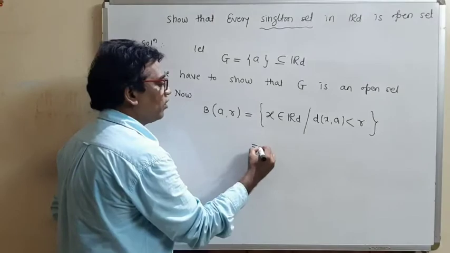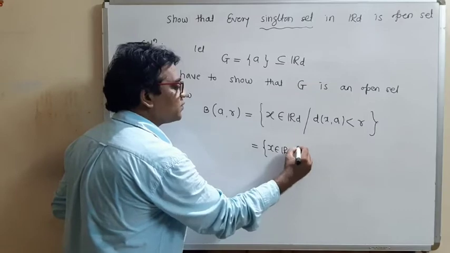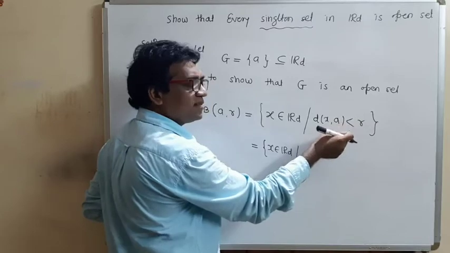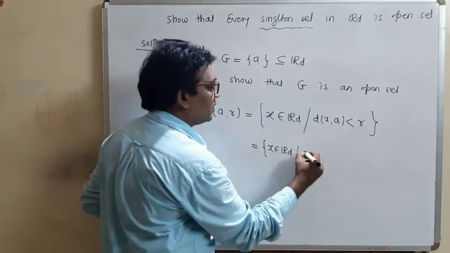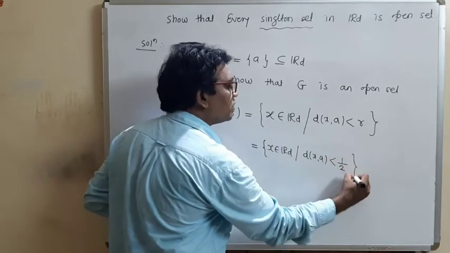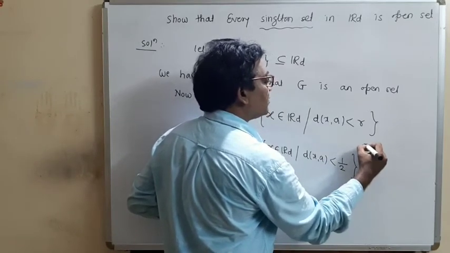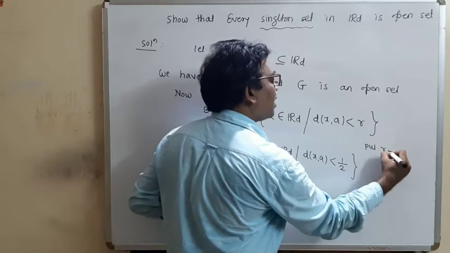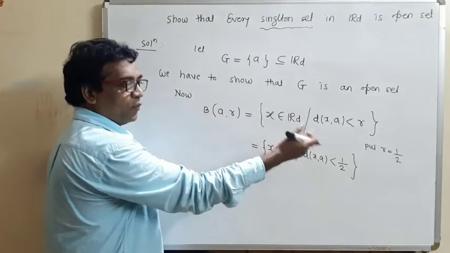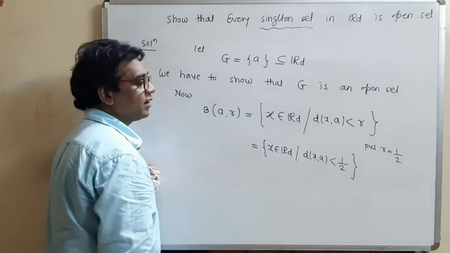So find out this open ball. So what is this set? Set of all those elements in the metric space RD, distance between X and A less than R, where R is some radius. So distance between X and A, now let us put R equal to, let us take radius 1/2. So instead of R, now put radius equal to 1/2. So this is our expression: distance between X and A less than 1/2.